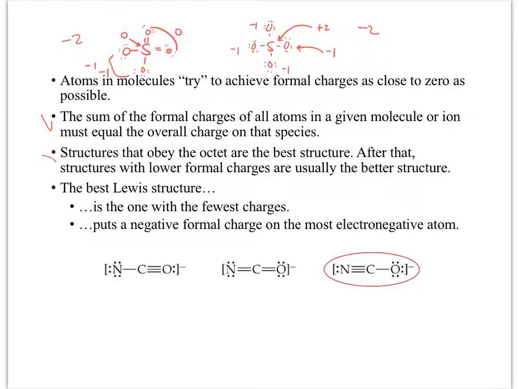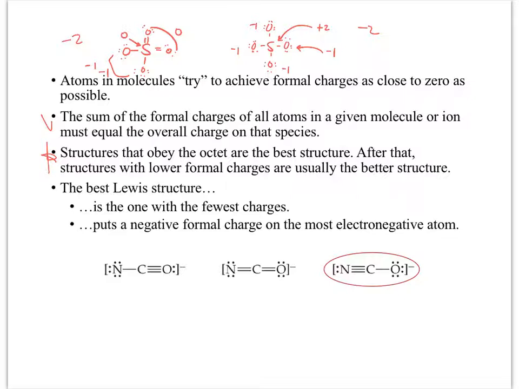But when we come to evaluate it, you always want to obey the octet rule first. If you have an option where everything's obeying the octet rule and the sum of all the formal charges adds up to the charge on the species, so if it's a neutral molecule everything adds up to 0, that's one you want to pick. You also want to find one where the most electronegative atom has the most negative formal charge. So in this first example, between sulfur and oxygen, oxygen has a higher electronegativity value, right? It's higher up in that group.